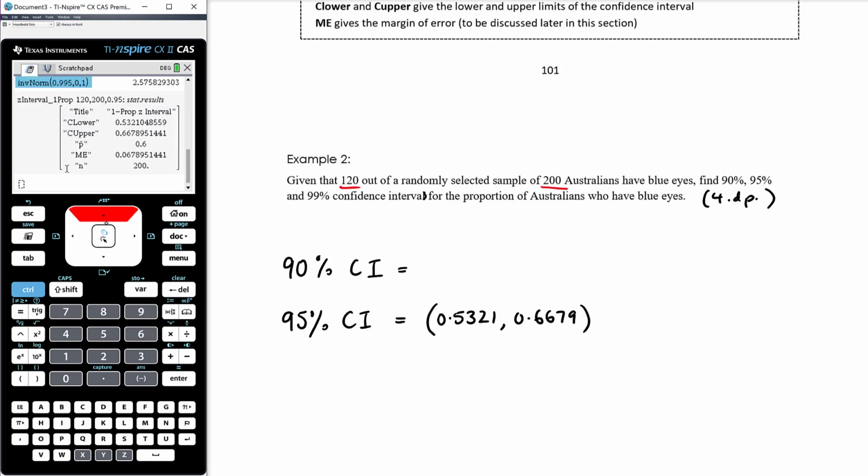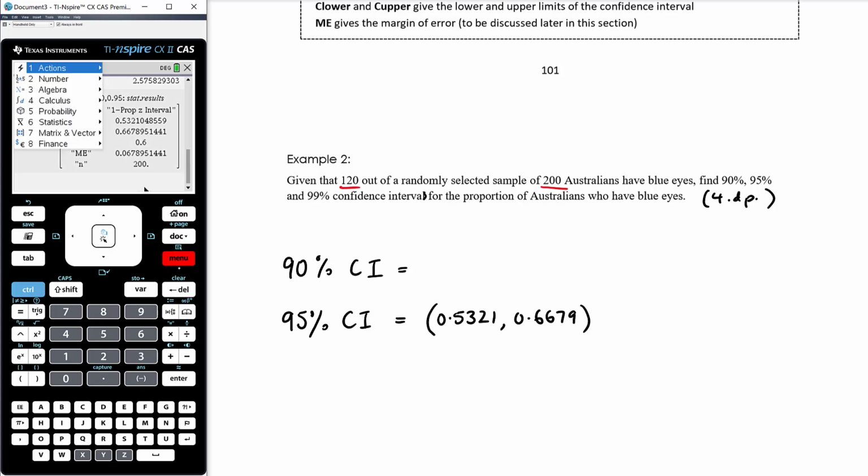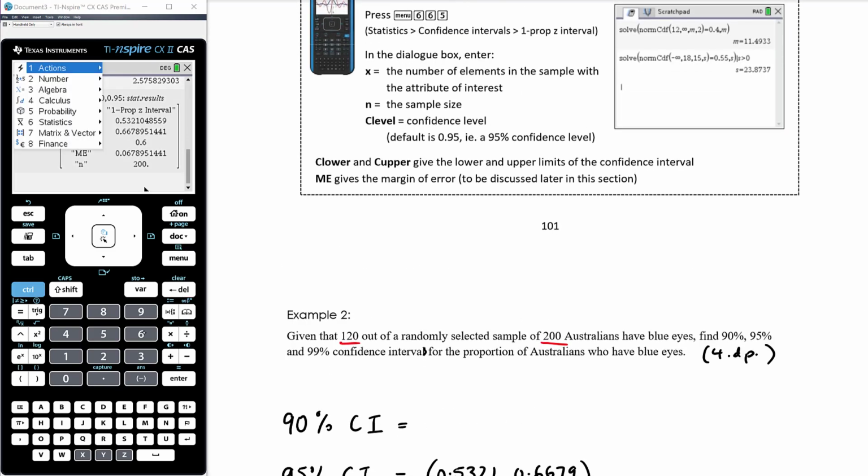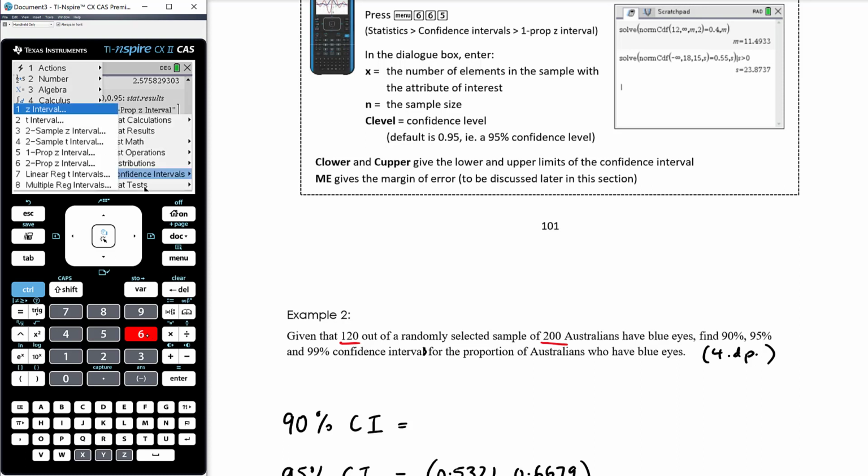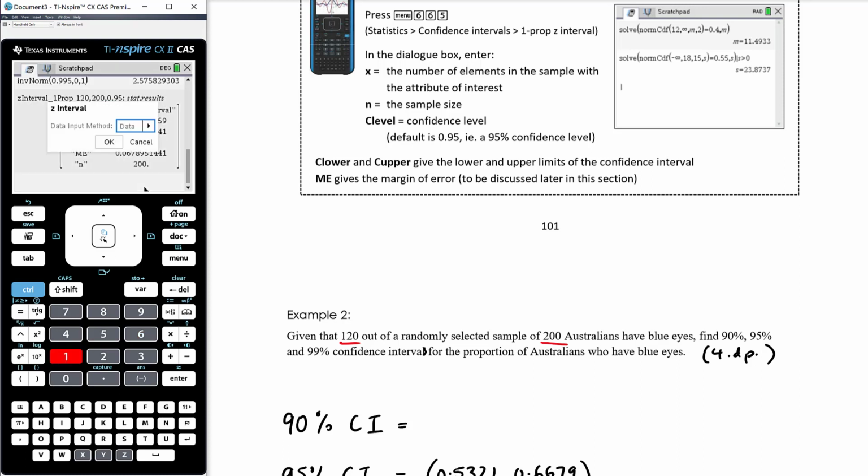Our 90% confidence interval, we just need to adjust here. That's a bit ugly to see that adjustment, so let's go back to the calculation. We go to menu, 6 for statistics, 6 for confidence intervals, and we want 5, 1 prop Z interval. Menu 665. Okay, so we've still got number of successes is 120, N is 200. This time we want a 90% confidence level.